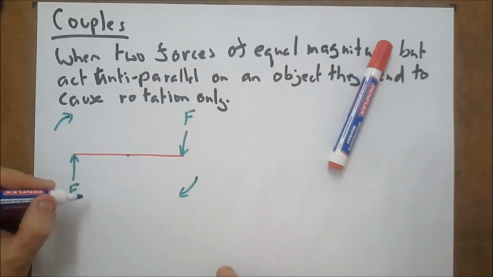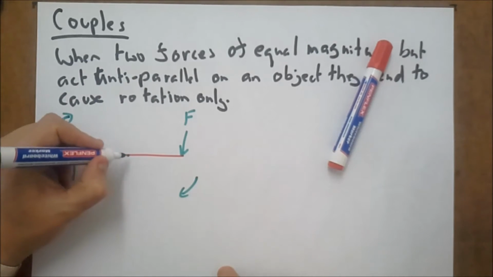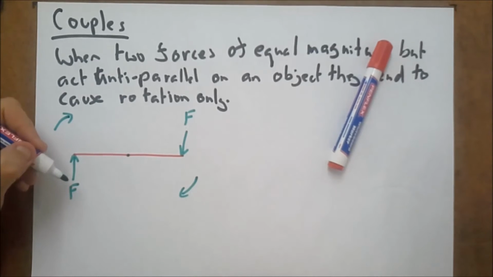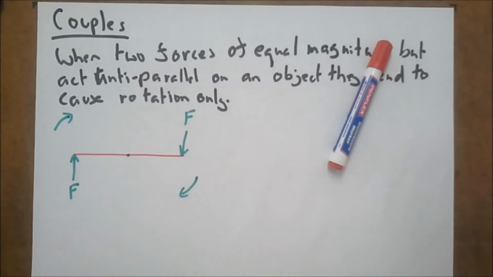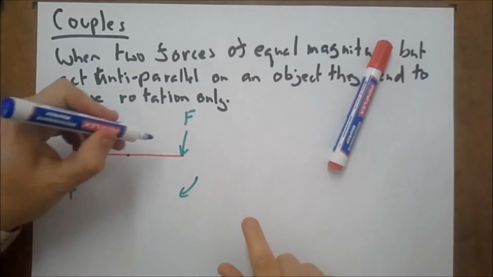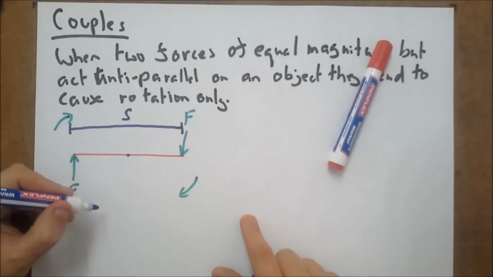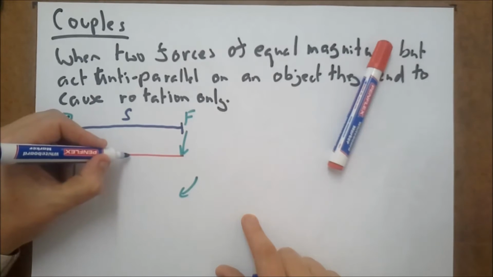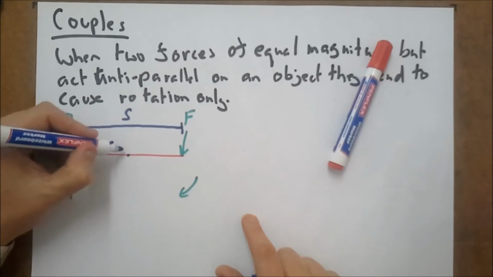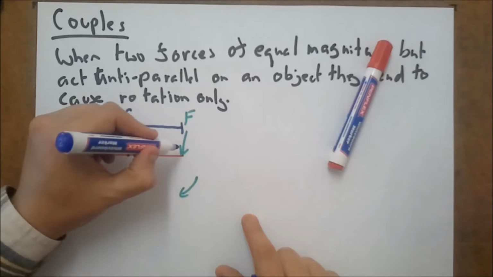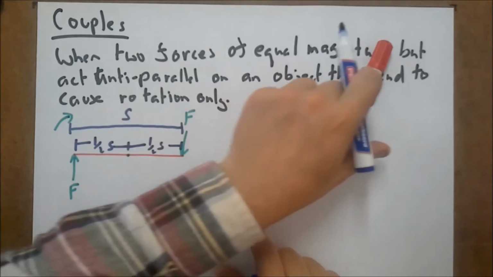Now, there's going to be a central point about which the object will rotate. It's going to be here. So what we're going to apply is the idea of moments around this pivot point. We need to think about this distance here, the length of the beam, which we are going to call S. The distance from this force to here is half S, and likewise, the distance from here to here is also half S.